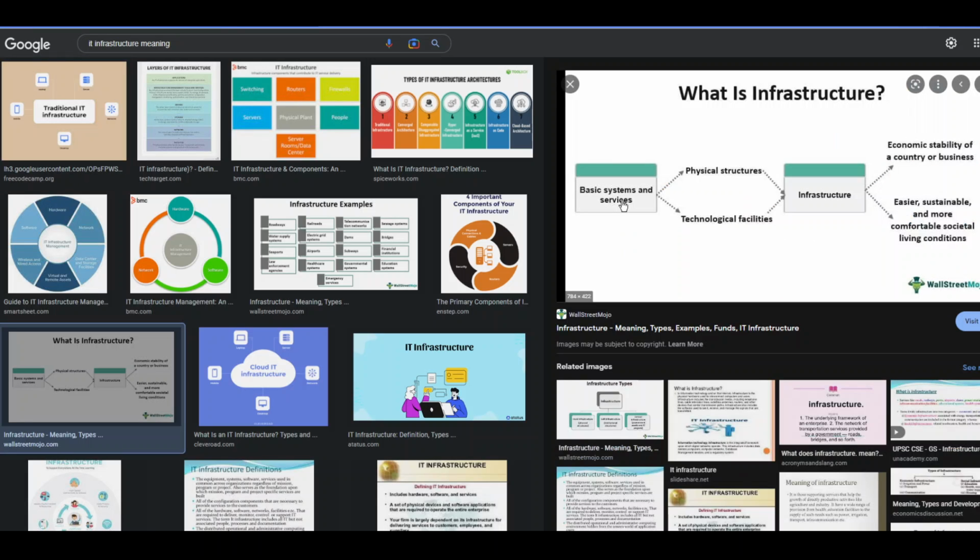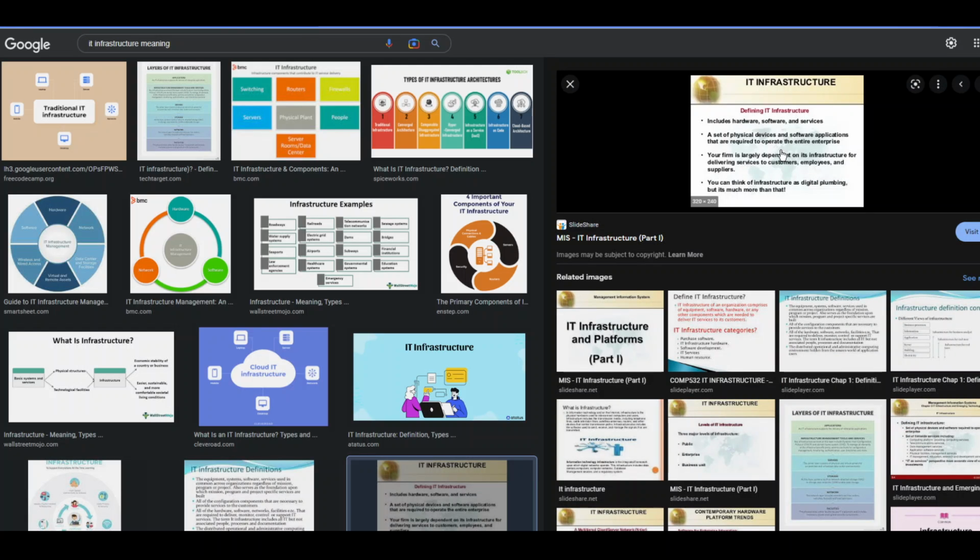Halimbawa, kailangan mo web hosting. Ano mga kailangan? Kailangan mo ng server, ng web server, application server, storage, no? O, kasama na yung router, lahat ng mga physical components para makapag-host ka ng website. Tawag doon, infrastructure. Hardware, software, and services. Set of physical devices, software applications that are required to operate the entire enterprise. So yun yung kabuuan, components ng isang service. Web hosting service, lahat ng components at applications, hardware, software na involved sa service na yun, tawag doon ay infrastructure.